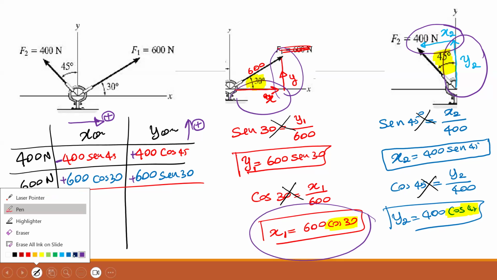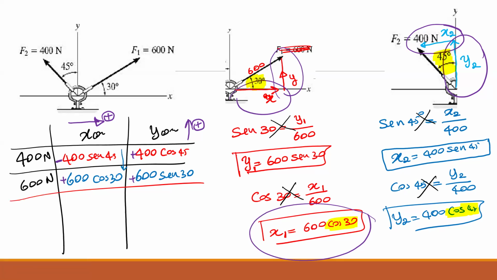Now you find the algebraic sum. You add these two together and you find the x component of the resultant. And you add the y components together and you find the y component of the resultant. Can you find me this?